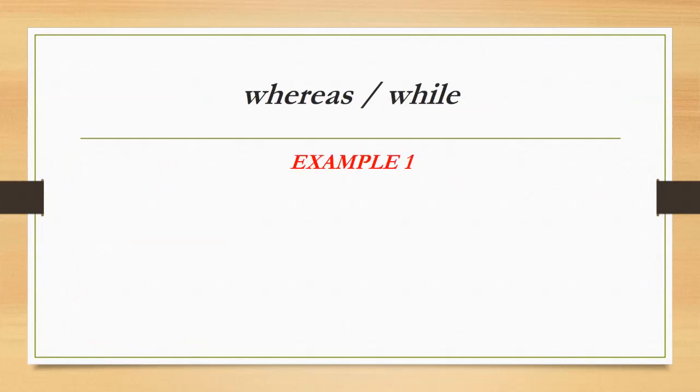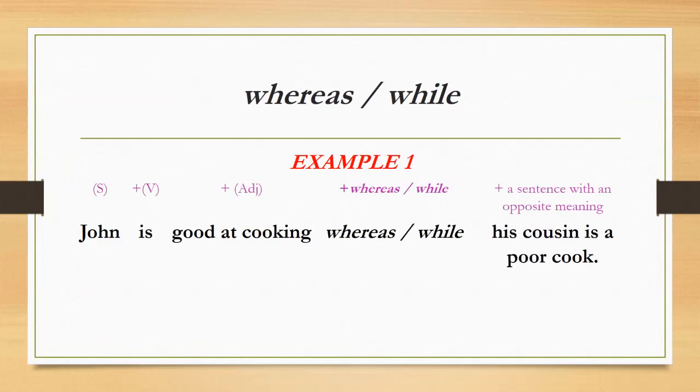Example 1. John is a subject. Is a verb. Good at cooking is an adjective. His cousin is a poor cook is a sentence with an opposite meaning. John is good at cooking, whereas or while his cousin is a poor cook.